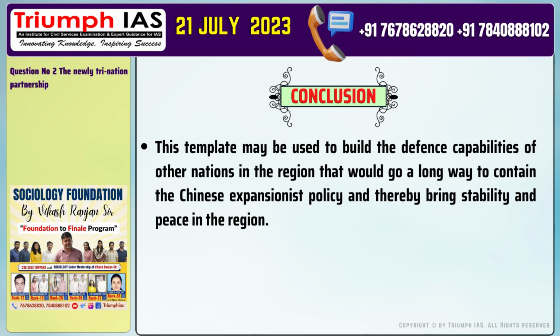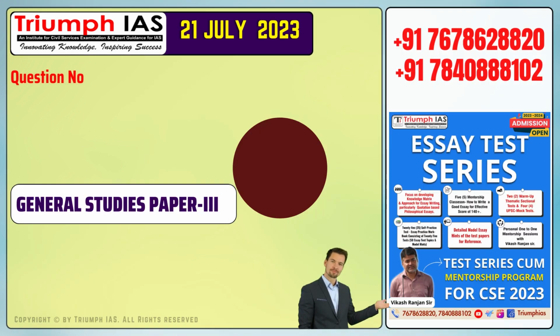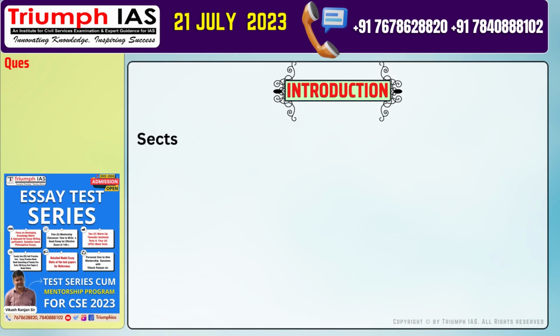Conclusion of the answer is: this template may be used to build the defense capabilities of other nations in the region that would go a long way to contain the Chinese expansionist policy and thereby bring stability and peace in the region. Question number 3. Analyze the salience of sect in Indian society vis-a-vis caste, region and religion. Let's start with the introduction of the answer.